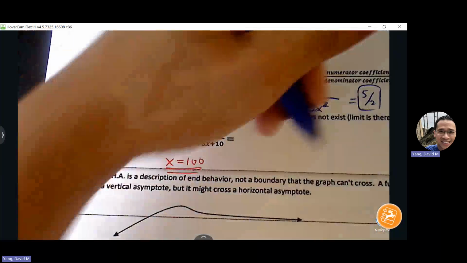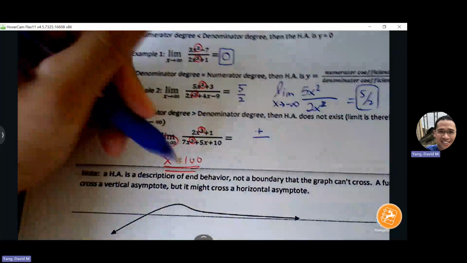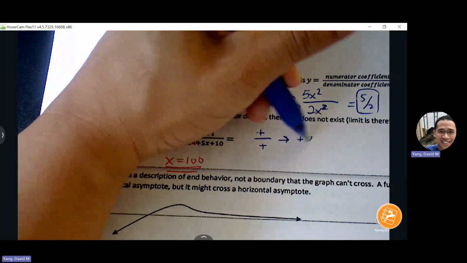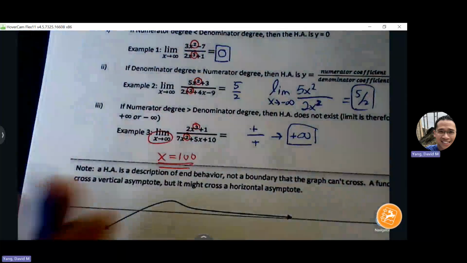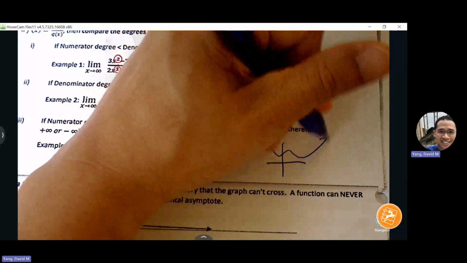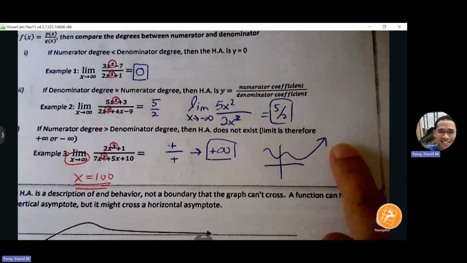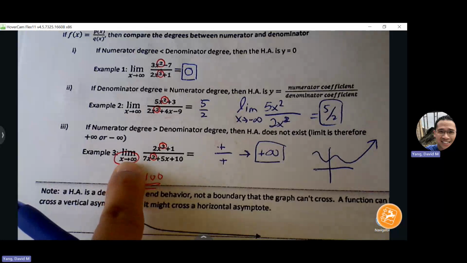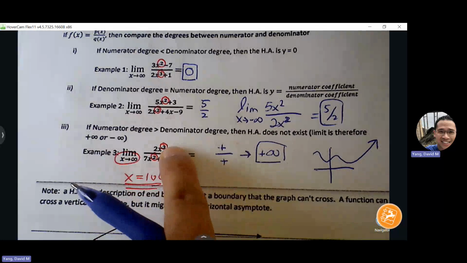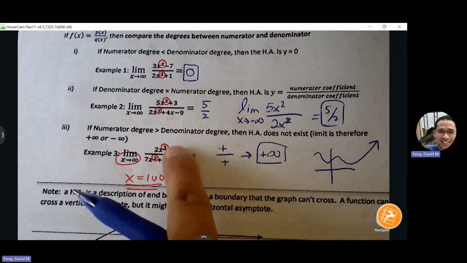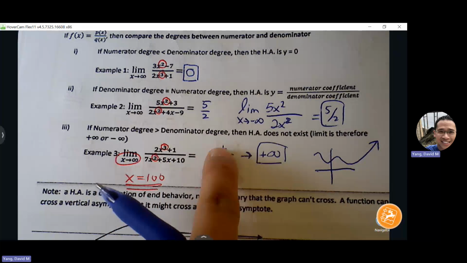If I put 100 into the numerator, I get a positive value. If I put 100 into the denominator, I'm also going to get a positive value. So I know that this graph is not going to have a horizontal asymptote, and as it exits the graph, whatever the graph looks like, it's going to eventually head up towards positivity. Likewise, if my limit is approaching negative infinity and I still have this higher degree in the numerator, then I just insert -100 to quickly test to see if I can convince myself whether my sign is positive.